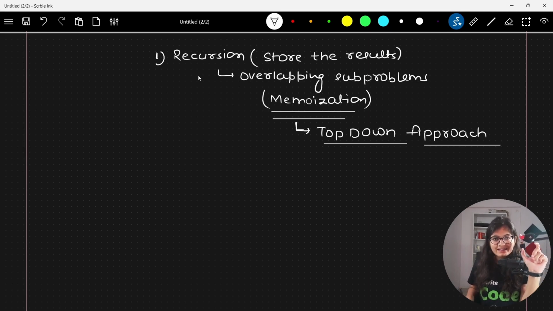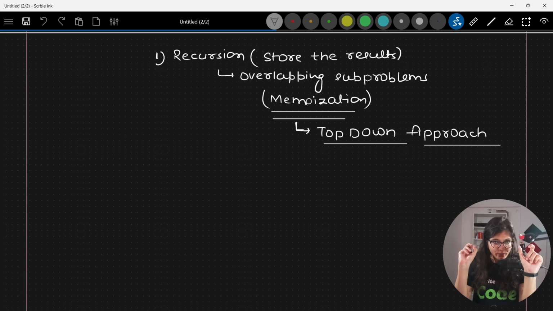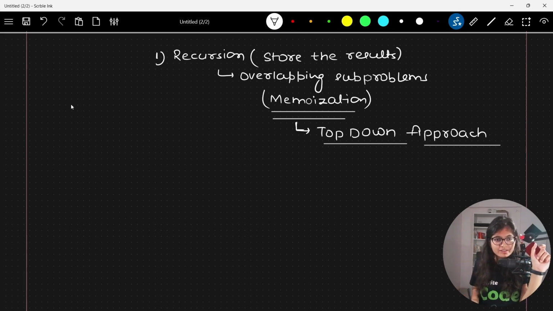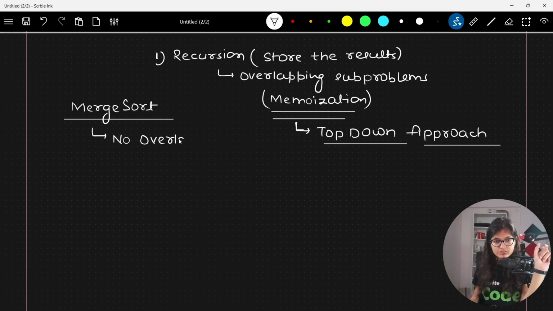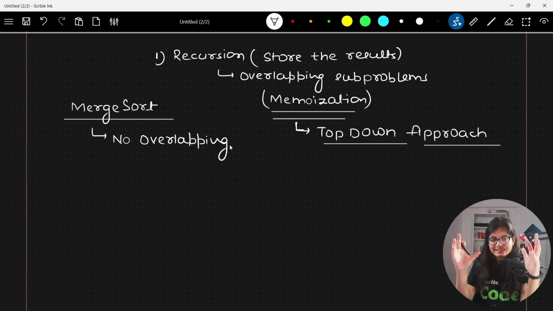So in the recursion, we are just trying to store the results, which we are not doing in the divide and conquer part. Now, here one question comes. If you remember the example of merge sort, which we discussed in our previous sessions, in merge sort there was no problem of overlapping subproblems. If you go there and recheck the recursive tree that I created for merge sort, there is no such overlapping subproblem.